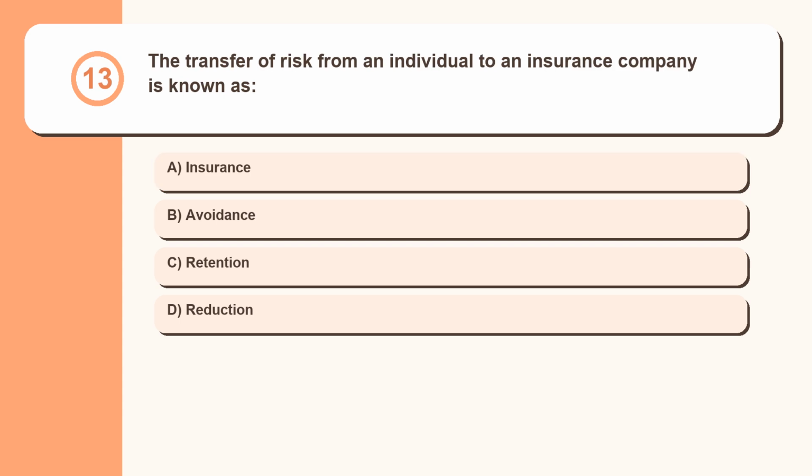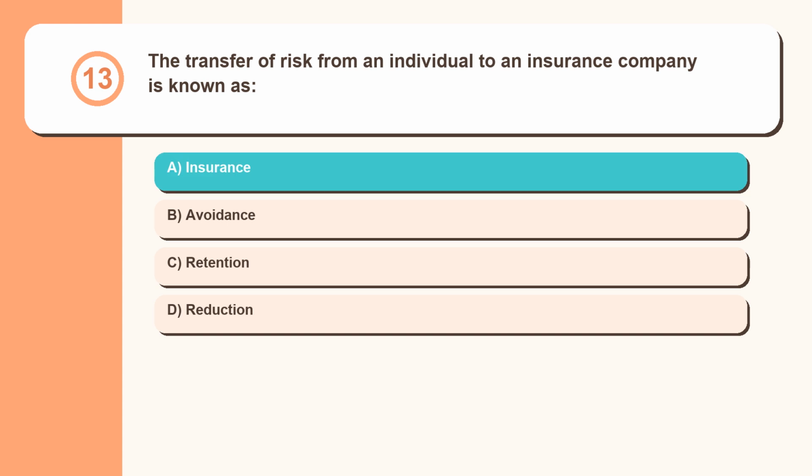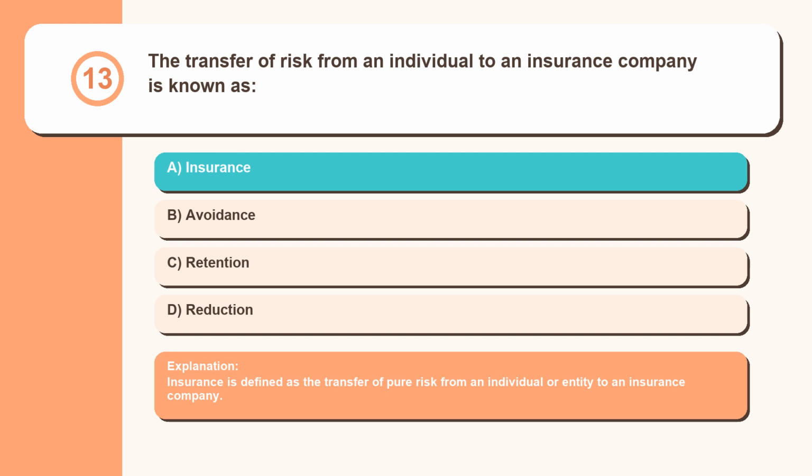Question 13. The transfer of risk from an individual to an insurance company is known as insurance, avoidance, retention, reduction. Insurance is defined as the transfer of pure risk from an individual or entity to an insurance company.